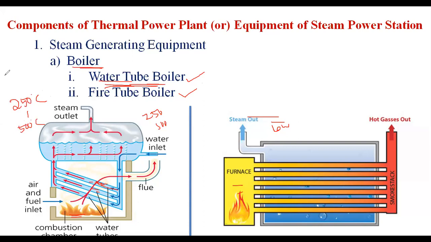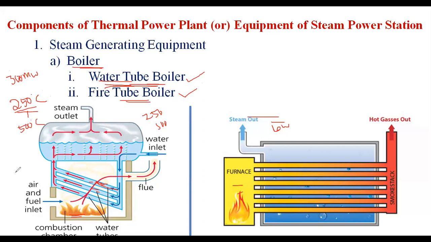We want to generate power of either 300 megawatt, 350 megawatt, or 400 megawatt. The minimum temperature required is 250 degrees centigrade. Here, boilers are classified into two types: one is the water tube boiler, and the other is the fire tube boiler. In the water tube boiler, the water flows inside the tubes surrounded by fire.